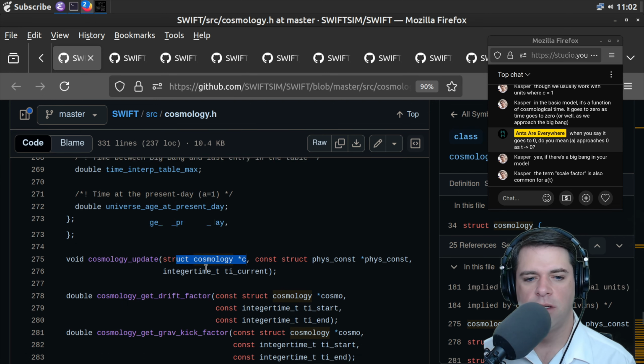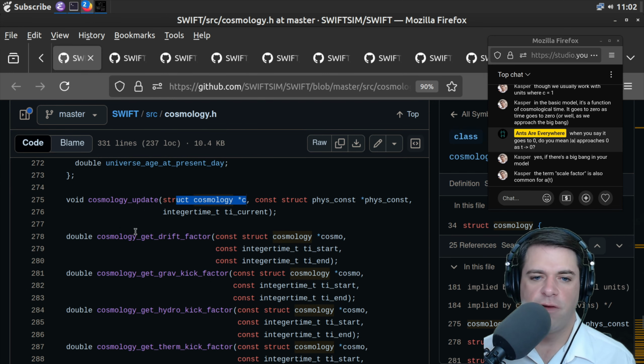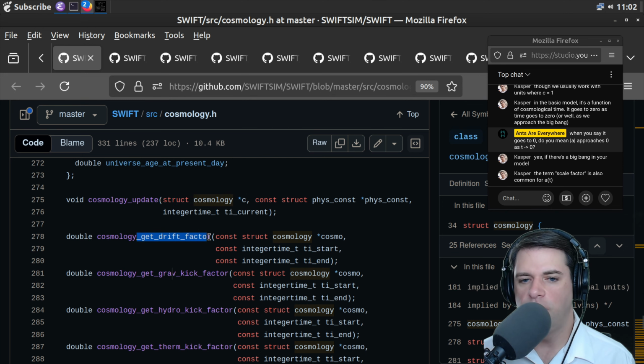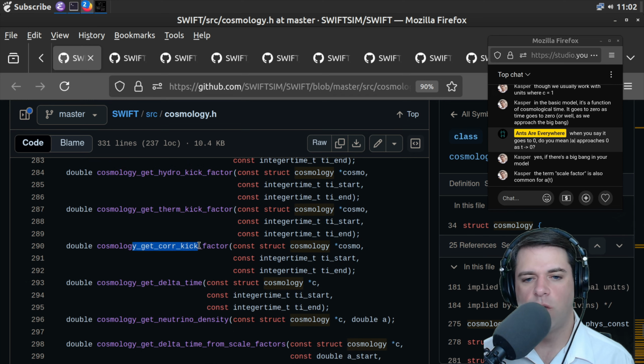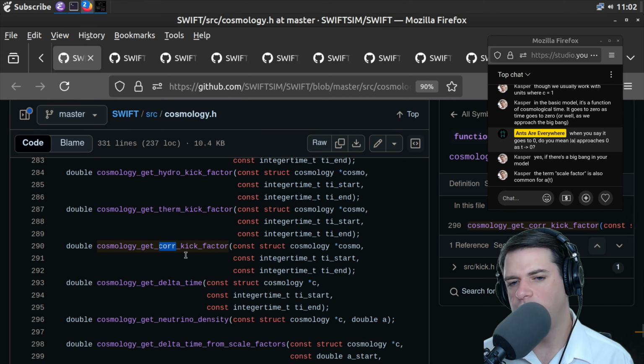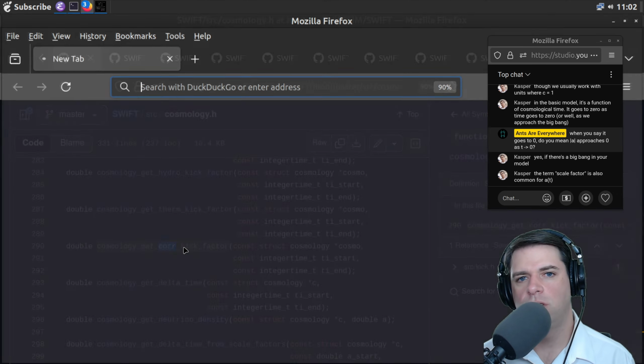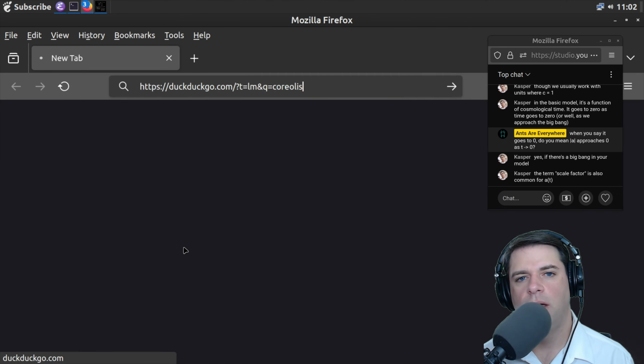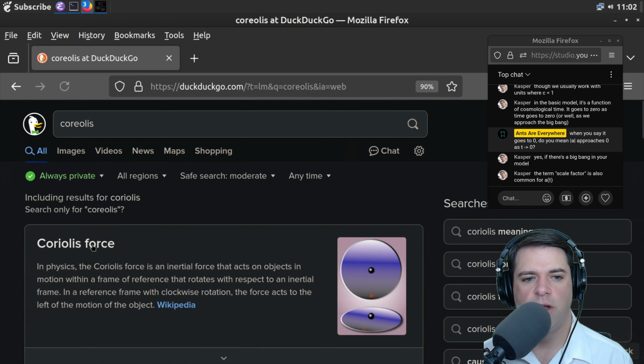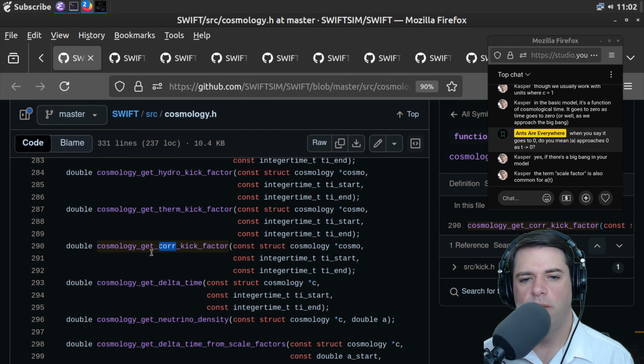And we also have other functions like get drift factor. It's kind of like a getter, I guess. It might do some computation or it might just pull out a field. Core kick factor. Core, maybe correlation, Coriolis. How many R's are in Coriolis and how do you spell it? First of all, it's an I, not an E, and there's only one R. So I'm going to guess correlation.